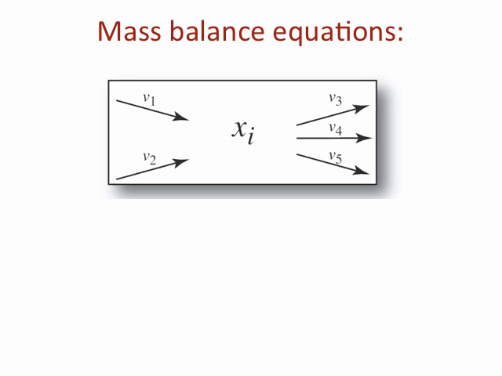In this case, there are two reactions that form X sub I, designated by V sub 1 and V sub 2, and there are three reactions that degrade X sub I. The V's are so-called fluxes. They will be amount of change per volume per time. The node content is given in terms of concentration, the amount per volume. We'll talk more about these units in a subsequent lecture.